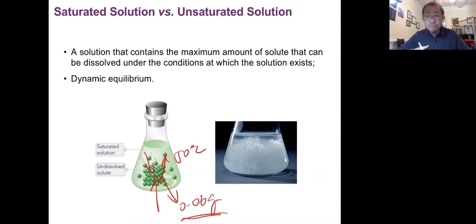Such as, go ahead and make some sugar water. Keep adding sugar until a certain point, no matter how much you keep adding, the sugar won't go away. The sugar will always stay in there. That means you got a saturated solution. This is how you prepare a saturated solution. Very easy. Just keep adding, little by little.